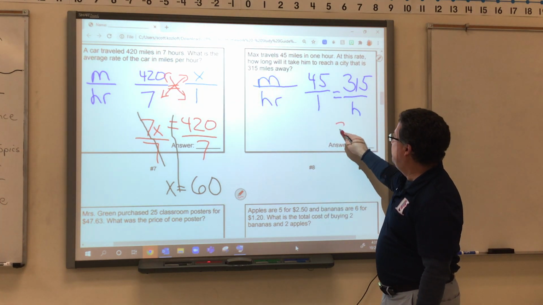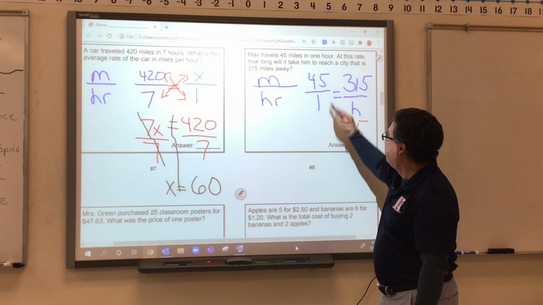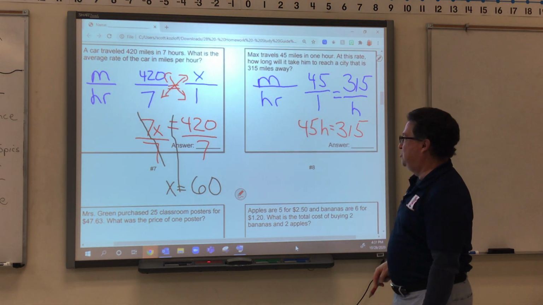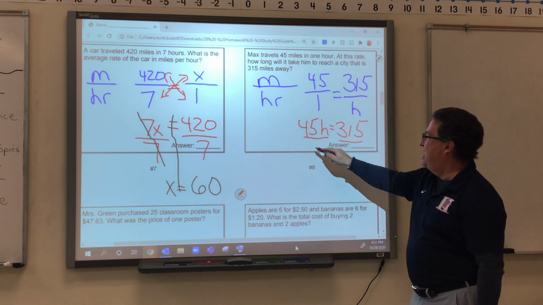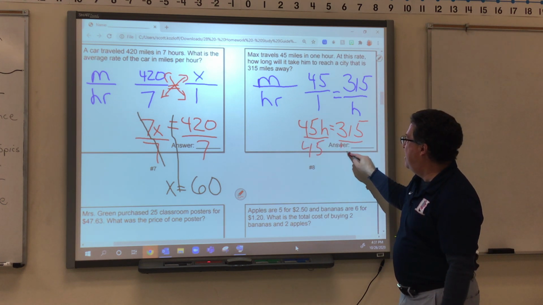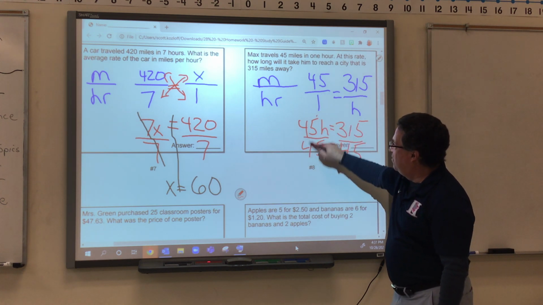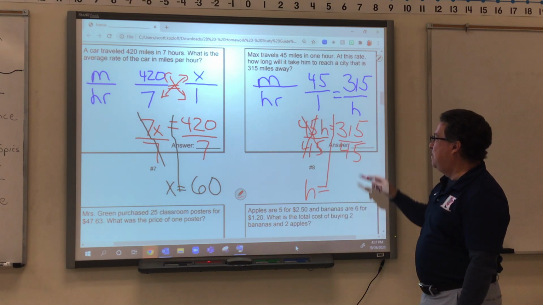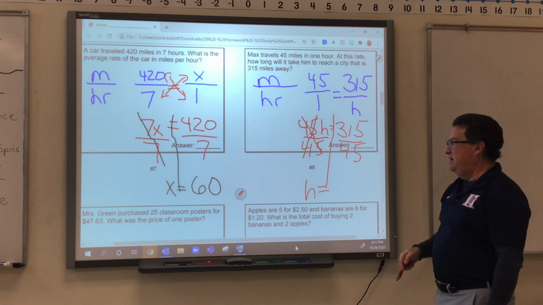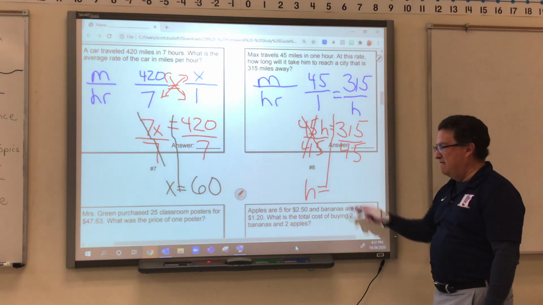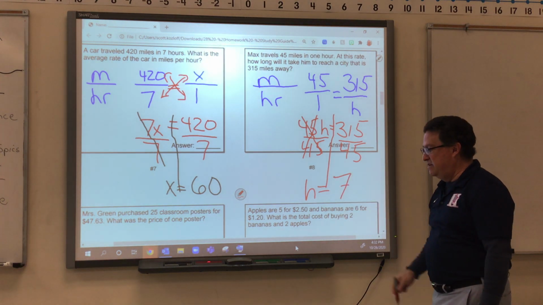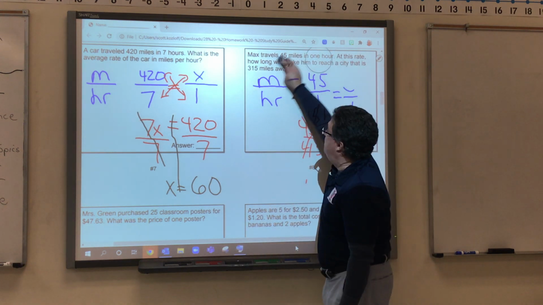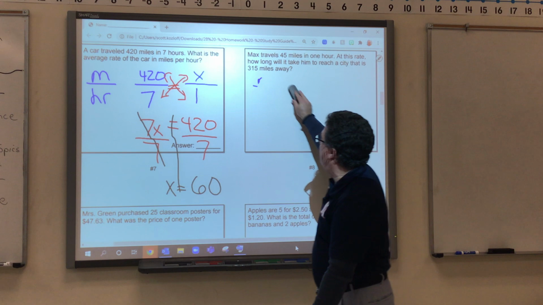1 times 315 is 315. 45 times H is 45H. Now I'm going to divide both sides by 45. These 45s cancel, and the hours are going to equal 315 divided by 45. When you do your division, there you go. It takes 7 hours if I'm going 45 miles per hour.